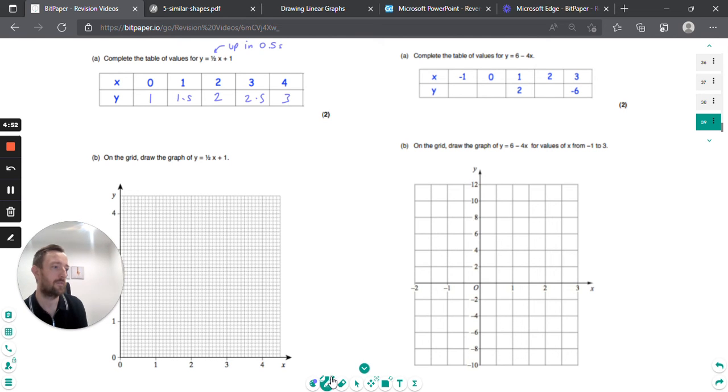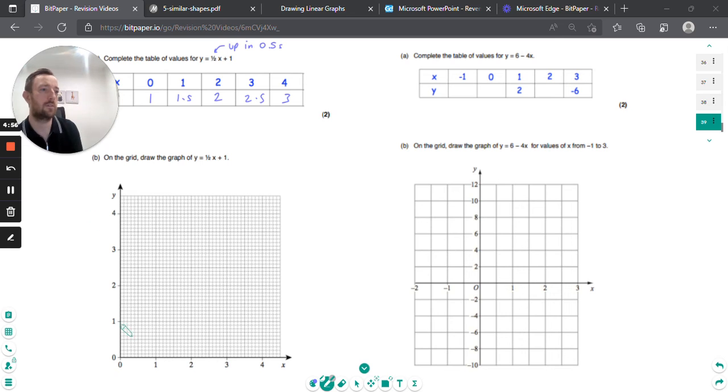Oops, let's get my pen back. Oh, it's still within the reach of the camera. There we go. 1 across and 1.5 up. 2 across and 2 up. And be accurate as well. Don't just go, oh, it's about there. It's got to go right through the corner. There we go. And then we're going to take our ruler and we're going to draw the actual line. Okay, so 2 marks for the table, 2 marks for the actual graph, 4 simple marks.